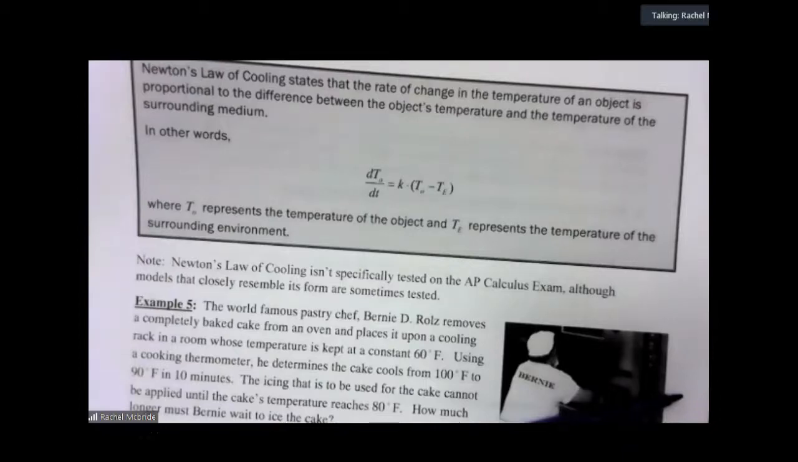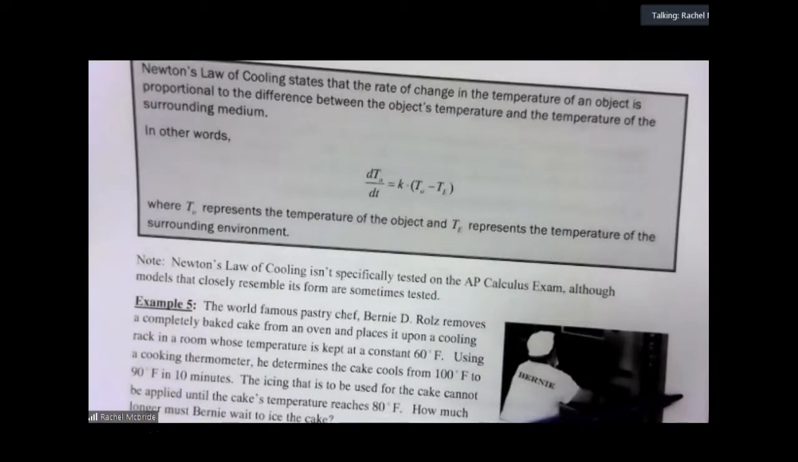So a good example is a hot cup of coffee. If you take a cup of coffee and you pour it out, the environment is colder than the cup of coffee. Therefore, your coffee is going to cool with the environment.